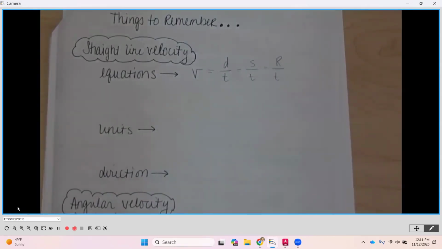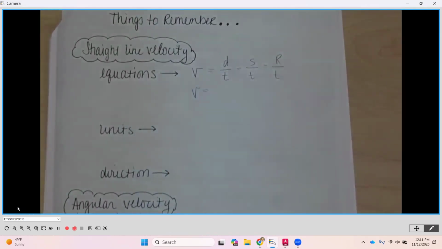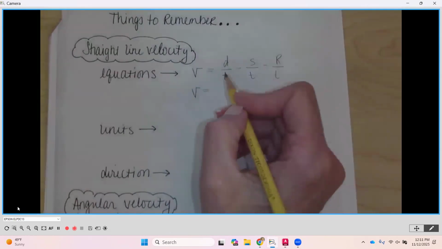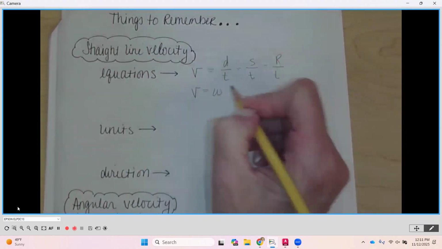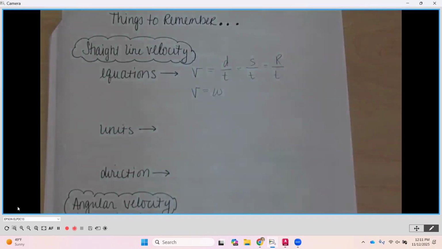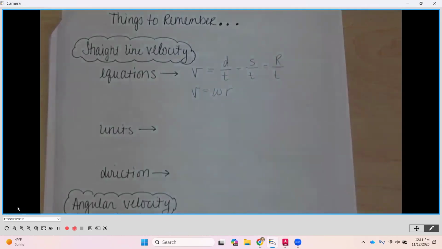Okay, now we also saw a rearrangement of our angular velocity equation where we could say, oh, velocity can also be calculated, or straight line velocity can also be calculated knowing how fast an object is rotating about a fixed center. So that's going to be our W, our angular velocity, times how far that point is away from its center of rotation, or its radius away from the center of rotation.